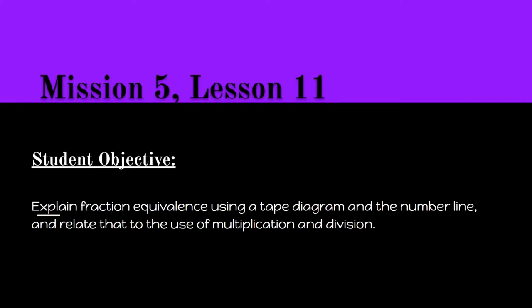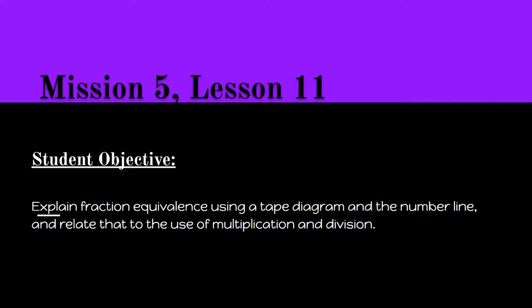Hello and welcome to Mission 5, Lesson 11, where our objective today is to explain fraction equivalence using a tape diagram and the number line and relate that to the use of multiplication and division. Wow, it sounds like there's a lot going on today. But it's easier than it sounds with that long drawn out sentence here.